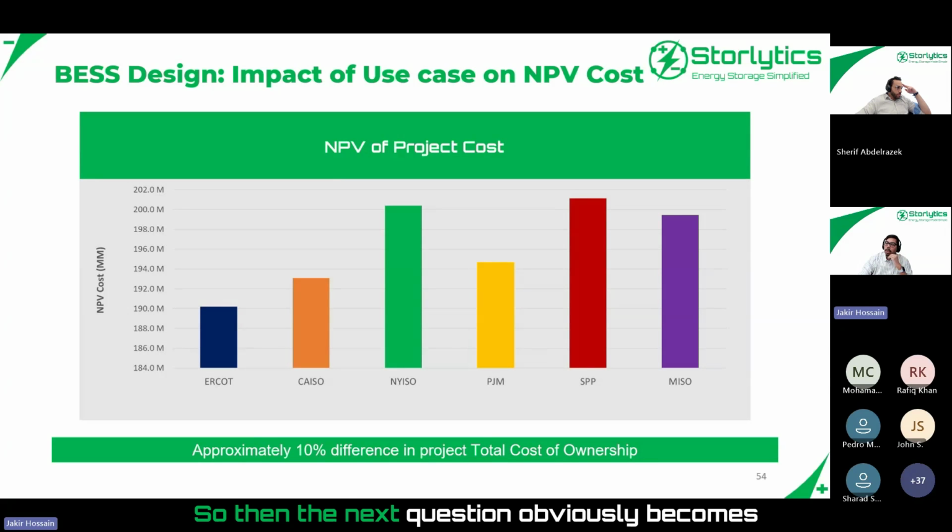So then the next question obviously becomes, how does that impact our IRR? And how do we gain efficiency compared to the current practice? Because right now, everywhere you're going, you're just trying to buy a 1 cycle per day battery, right? You're not really taking the use case of the market into account when you're trying to purchase that battery.